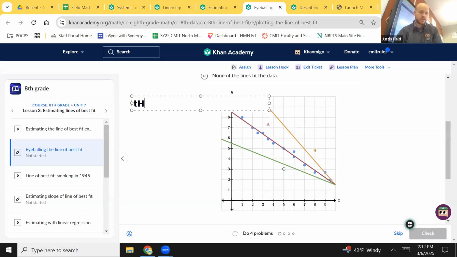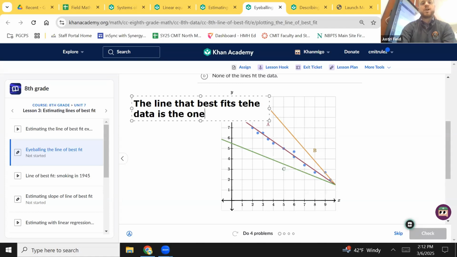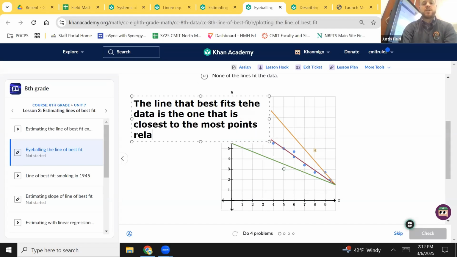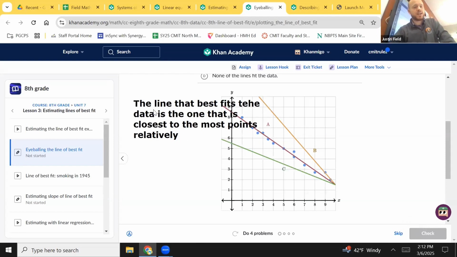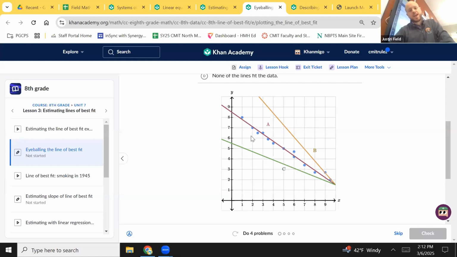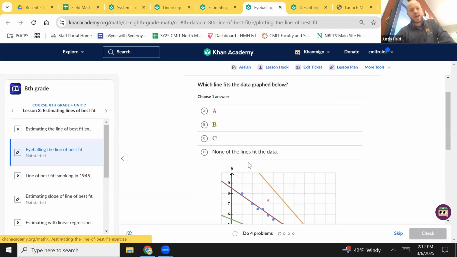The line that best fits the data is the one that is closest to the most points relatively. So it's not the one that goes through the most points or anything like that, but it's the line that describes the pattern the best. And so you can clearly see that's A, right? B is far away, C is far away. This is A all the way.